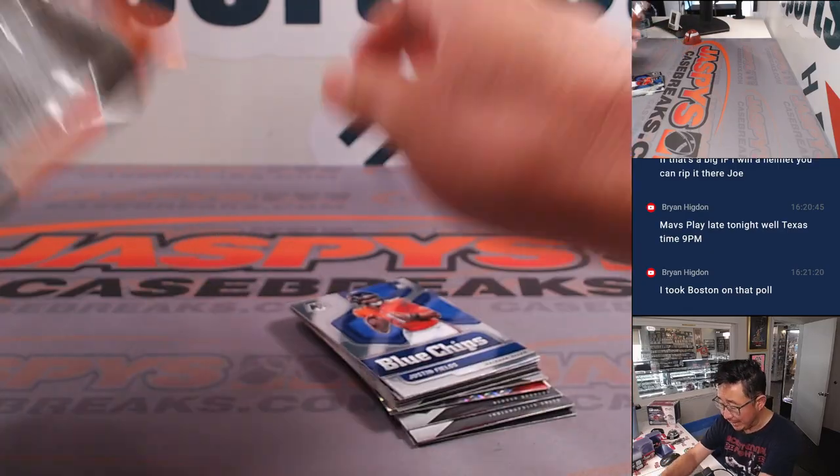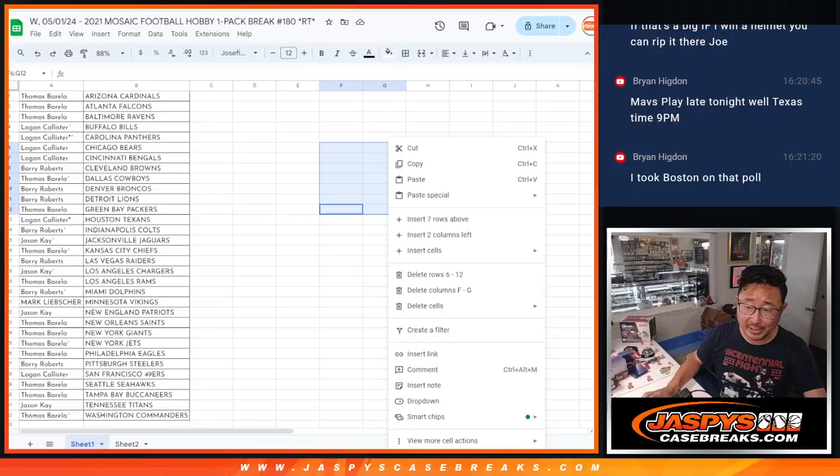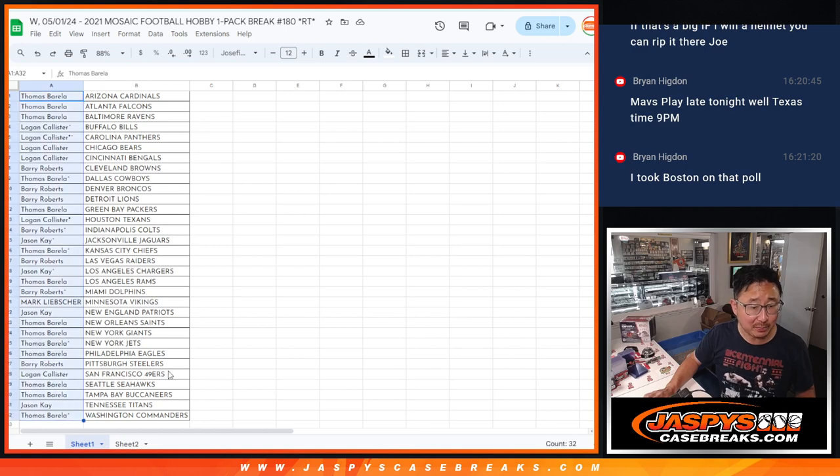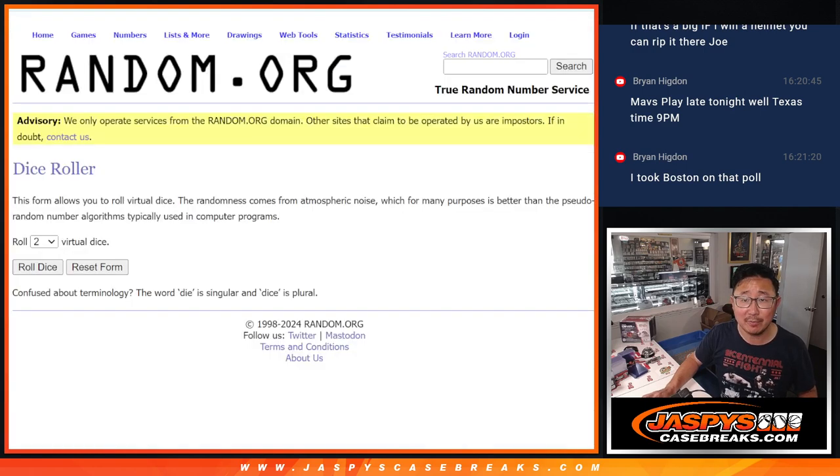All right, nothing too crazy here, but the crazy part is who's going to win those football repack spots, the Jaspy's football repack spot for a fraction of the price.